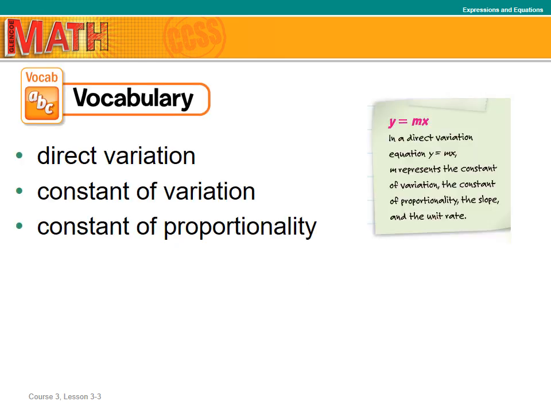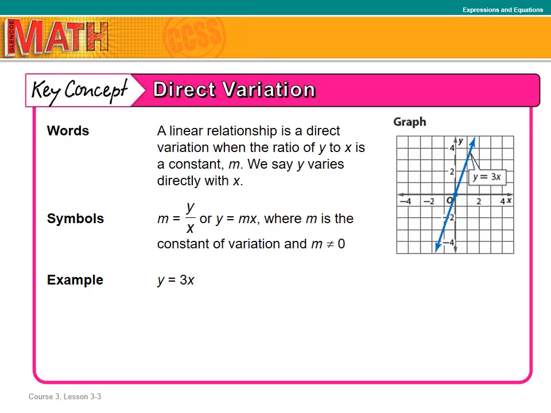Three vocabulary words for this lesson: direct variation, constant of variation, and constant of proportionality. And a side note here regarding y equals mx. In a direct variation equation, y equals mx, m represents the constant of variation, the constant of proportionality, the slope, and the unit rate. So that m represents all of those four items.